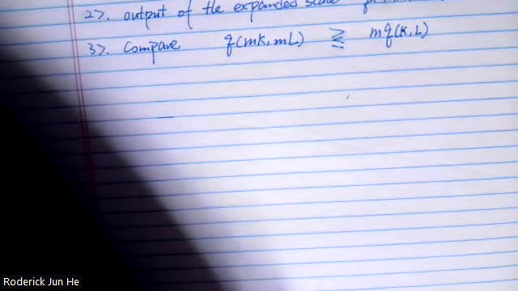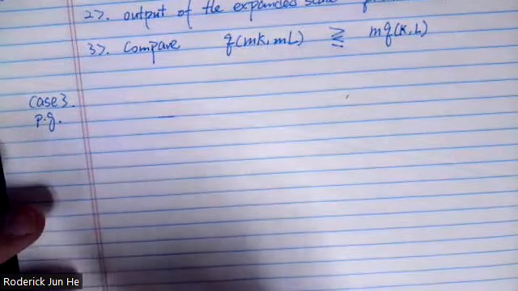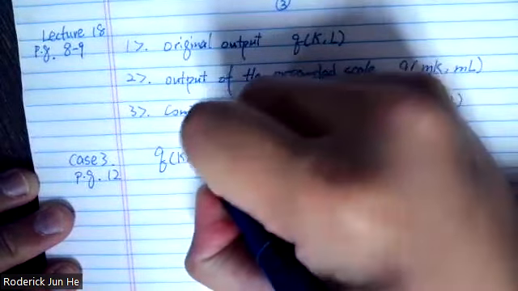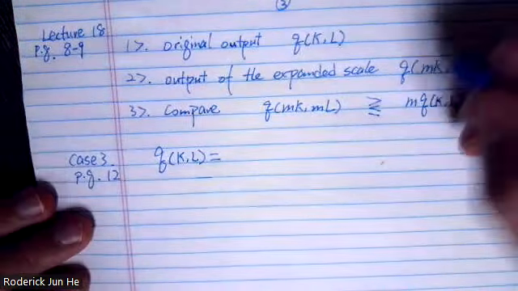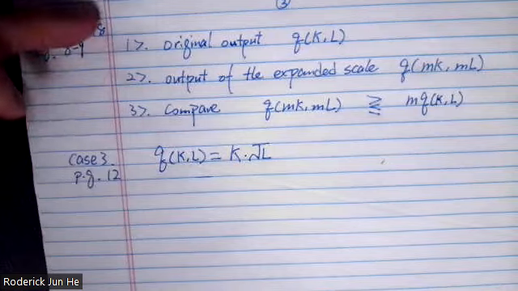Now let's go through one example. Here I'm going through case 3 on page 12 of lecture 18. Here Q is a function of K and L, which is given to you specifically as K by the square root of L. All right, let's follow the three steps. Step 1, what is the original output?